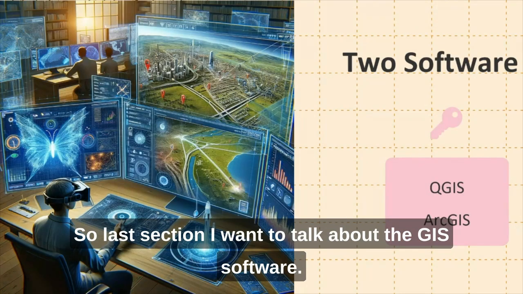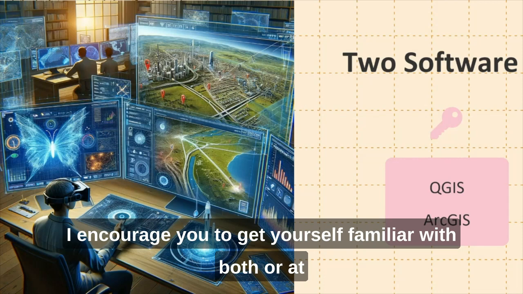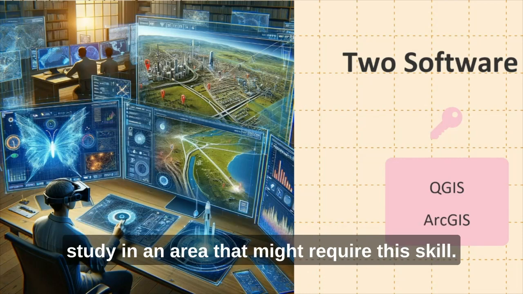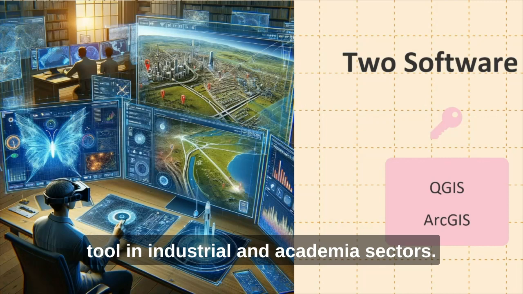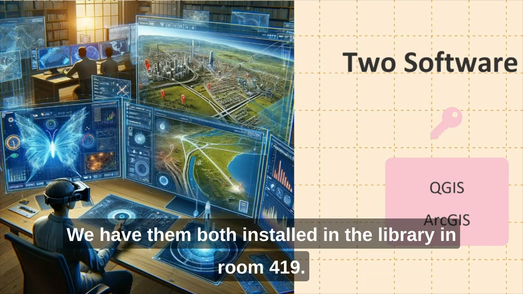For the last section, I want to talk about the GIS software. At UNB, we provide 2 software, QGIS and ArcGIS. I encourage you to get yourself familiar with both, or at least one, if you want to pursue a career or further study in an area that might require this skill, because both software are powerful and popular tools in industry and academia. We have them both installed in the library in room 419. That's a GIS lab.